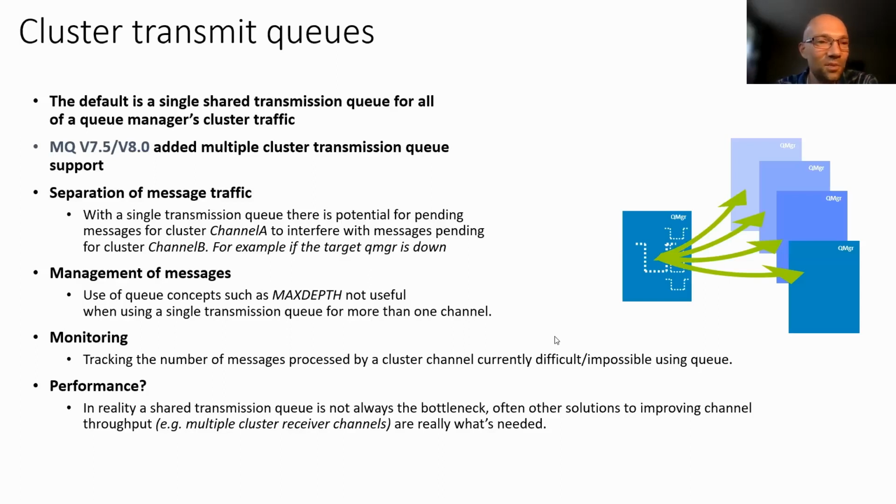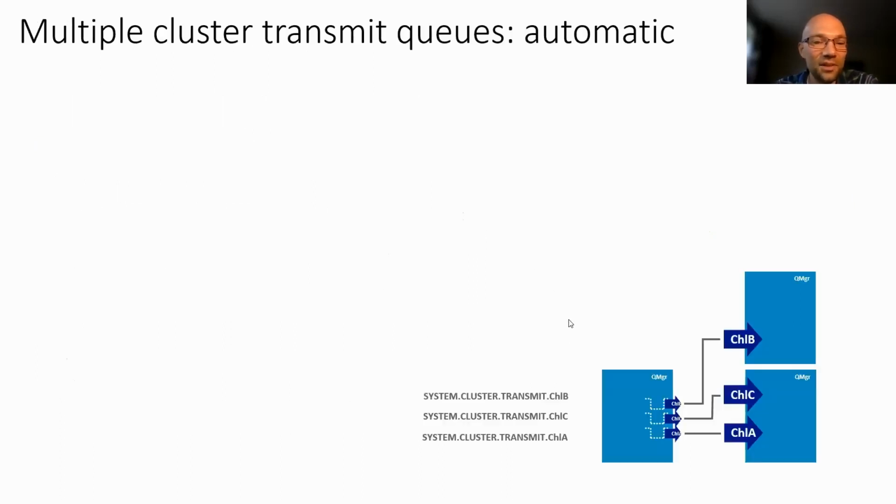So what happened a number of years ago now, MQ 7.5 and version 8 is actually quite a long time ago. But what we did was to add the ability for you to configure multiple cluster transmission queues for each of your cluster queue managers. So there's two options when you want to configure this.